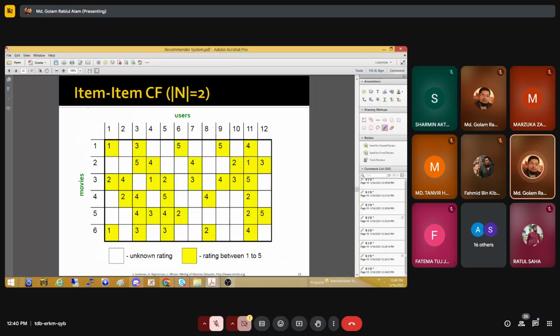So in the case of item to item, you can say these are the movies and these are the users, and the blank spaces are unknown ratings. The yellow spaces already have a rating between 1 and 5. Those are the ratings of different users for different movies. Now we want to estimate the predicted rating for user 5 on movie number 1. So this one we want to find out.